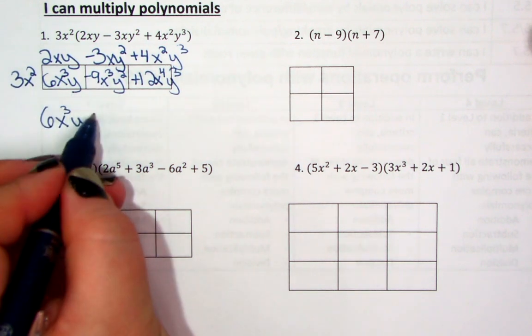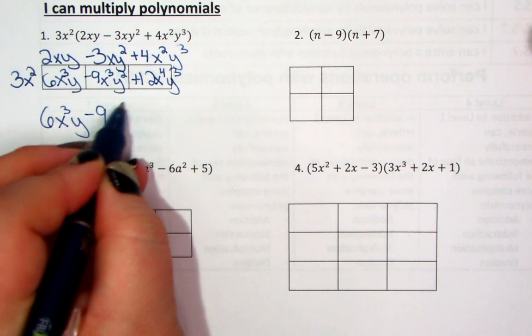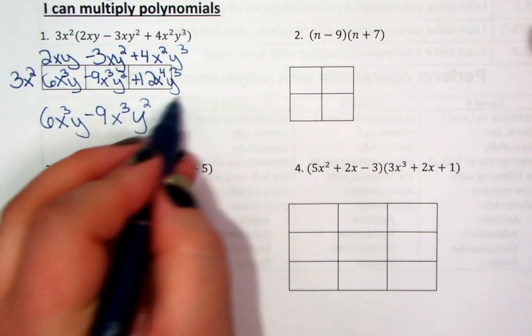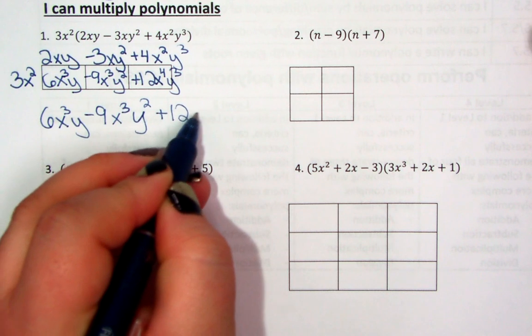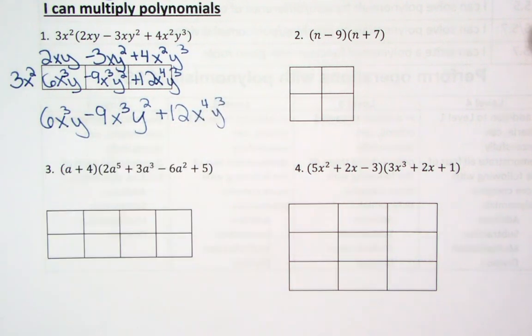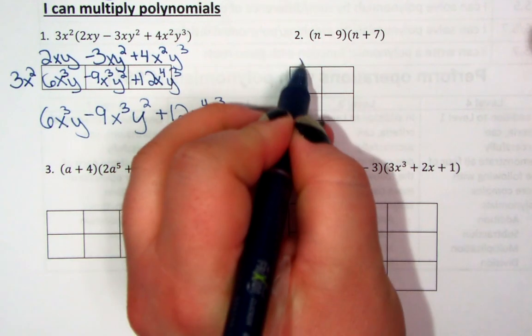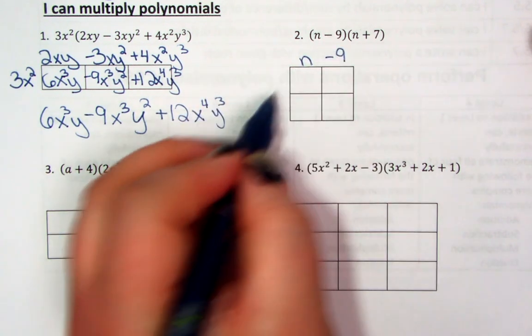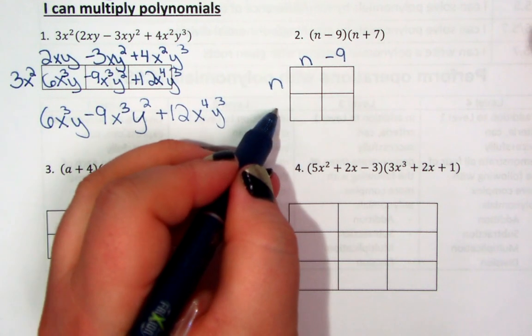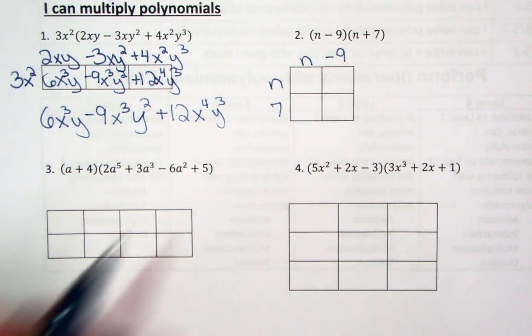This doesn't have a like term either, so it will remain the same. And neither does the last one, so it will remain the same as well. So there's our answer. N minus 9 could have gone on top, or you could have put it over on the side. Since they're the same size, it doesn't really matter which order you put them in.